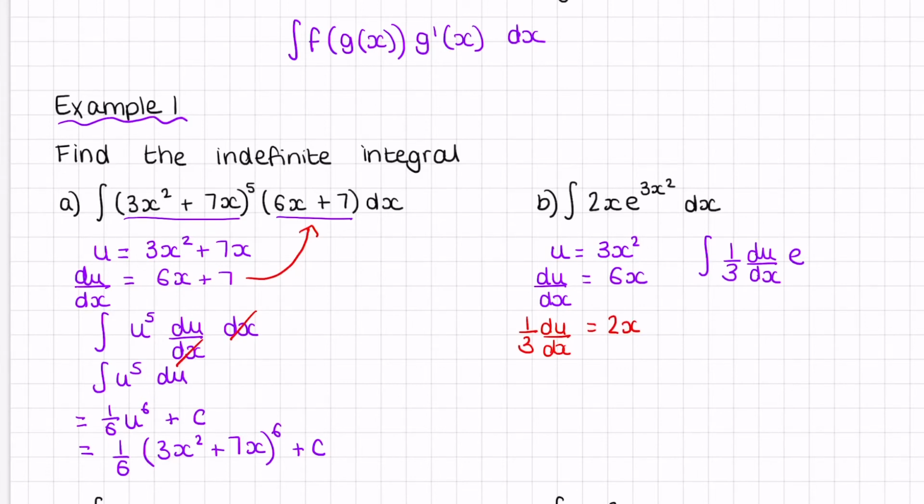Now 3x squared is our u, so we can put e to the u dx. Once again, our dx's will cancel, and so we'll end up with the integral of a third e to the u du, and now we can do the integral of this, which we all know is just the same because it's an exponential. So a third e to the u plus c, and then just put u back in. So we'll have a third e to the power of 3x squared plus c.